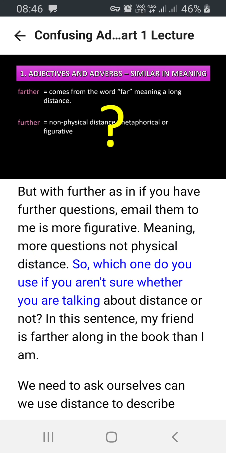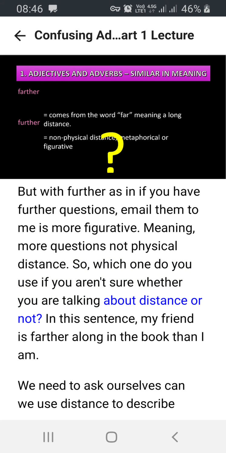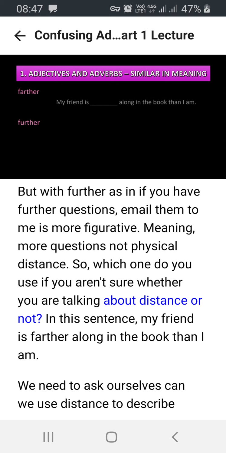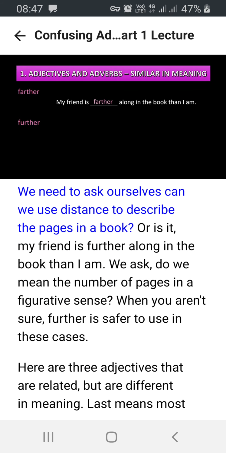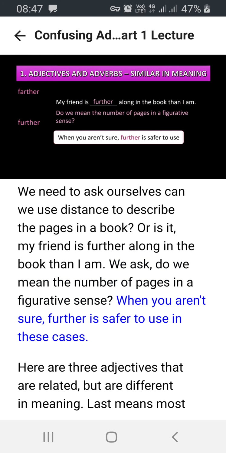So which one do you use if you aren't sure whether you are talking about distance or not? In this sentence, my friend is farther along in the book than I am. We need to ask ourselves, can we use distance to describe the pages in a book? Or is it my friend is further along in the book than I am? We ask, do we mean the number of pages in a figurative sense? When you aren't sure, further is safer to use in these cases.